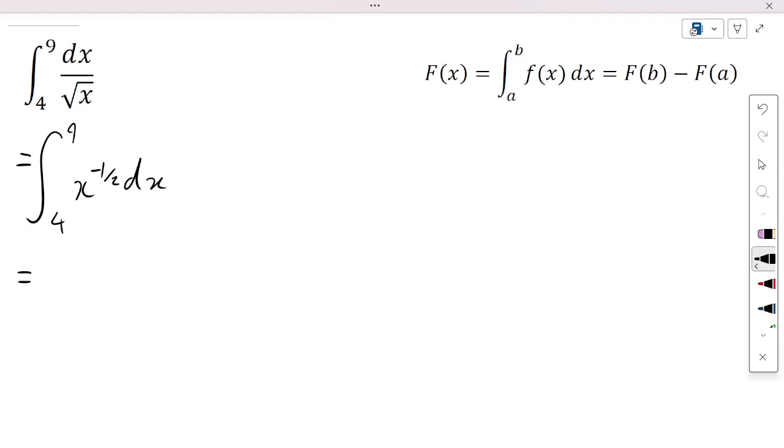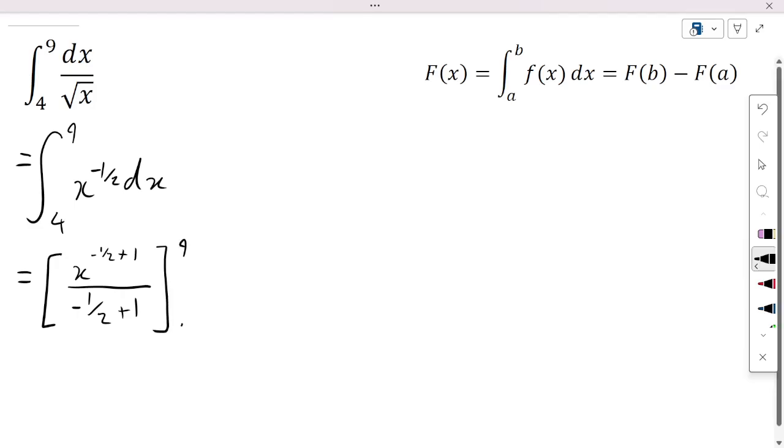And we can say this is equal to, and then we're going to do the following. We're going to have our square brackets, and then we're going to have x raised to the power of... Or no, sorry, we're taking the integral over here, right? So it's going to be x raised to the power of negative 1 over 2 plus 1, divided by negative 1 over 2 plus 1. Close the bracket, we have an upper limit and lower limit. And then this is just going to be equal to, I'm just going to do the equal signs over here.